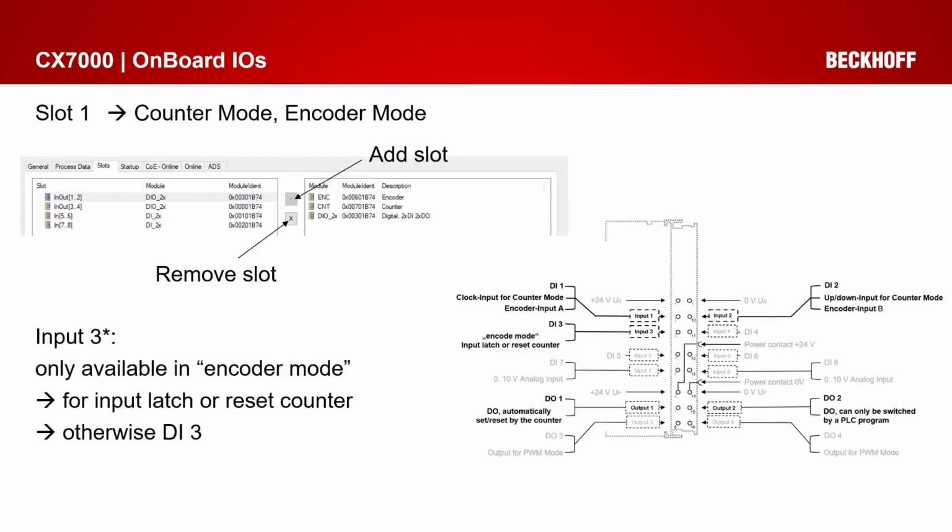The first of the four slots contains, besides the default configuration, the counter mode and the encoder mode. If you want to change the current module of the slot, you have to remove it. You have to click it first, then remove it via the X button, then click your wished module, and add it via the arrow button. In the encoder mode, the third input is also available as a latch or for resetting the counter. Otherwise, input 3 is a normal digital input.